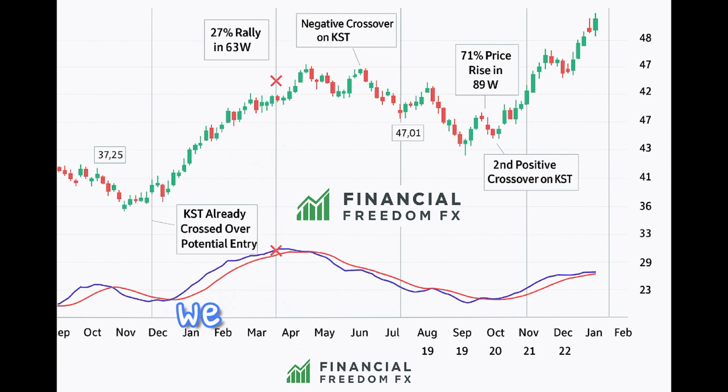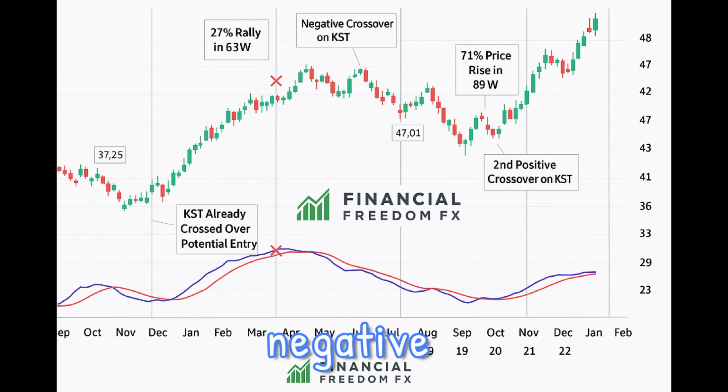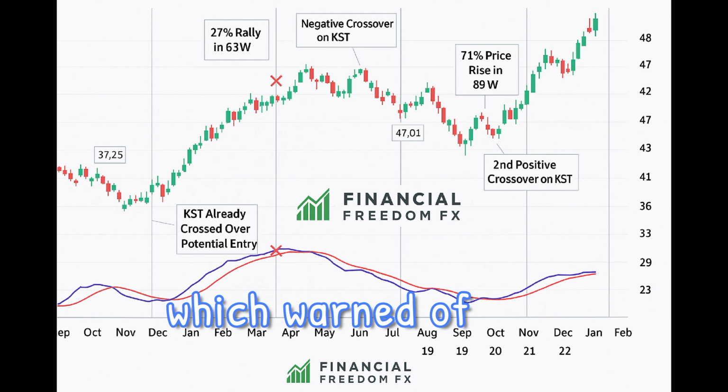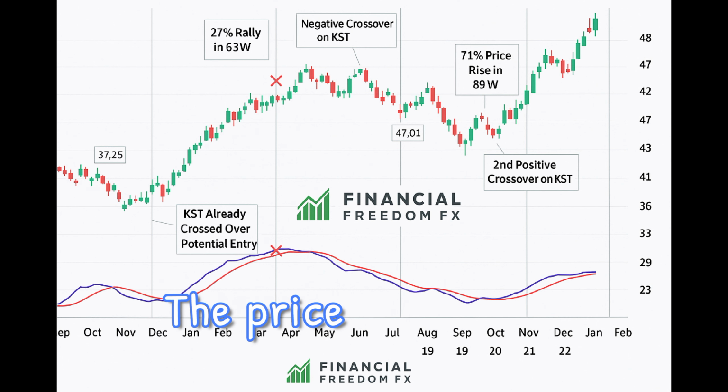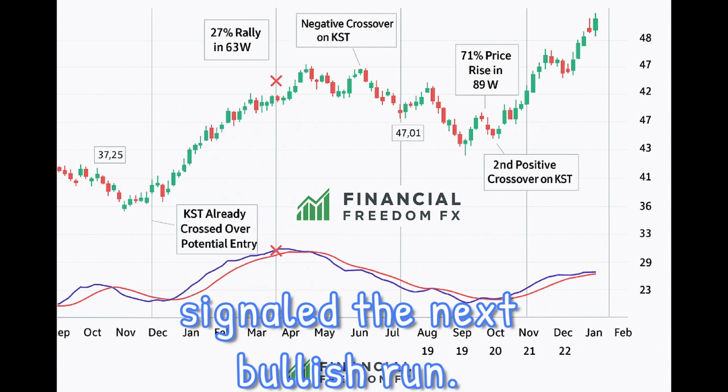In this image, we combine price action with the KST momentum indicator. It's split into different phases. First, a 27% rally over 63 days. The KST had already crossed above the zero line. This was a bullish confirmation. Then came a negative crossover, which warned of an upcoming drop. The price followed with a decline. Later, a second positive crossover signaled the next bullish run.